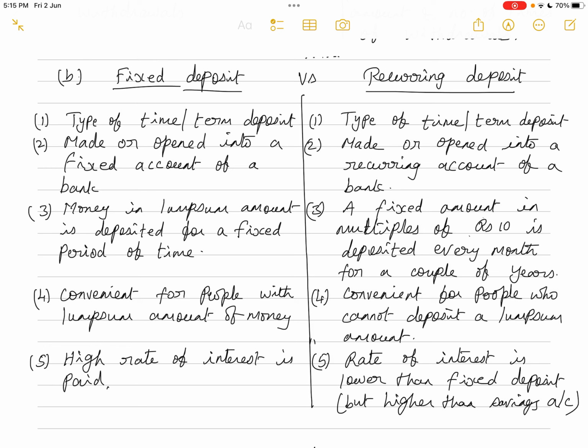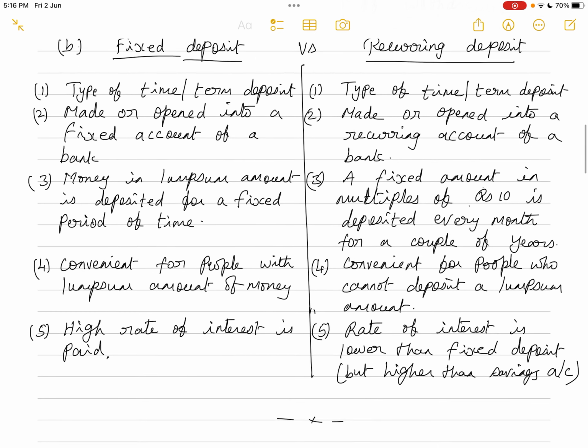And of course, since in a fixed deposit the one-shot lump sum amount is deposited by the customer, it carries a high rate of interest. Of all the types of deposit, the banks provide the highest rate of return to the fixed deposit holder. In the recurring deposit, the rate of interest is lesser than the fixed deposit, but it is definitely higher than what the bank gives for the savings account holder. Because here also, with the recurring deposit, the bank can lend loans for a longer period of time compared to the savings deposit. So the rate of interest is lesser than the fixed deposit rate, but higher than the savings deposit.